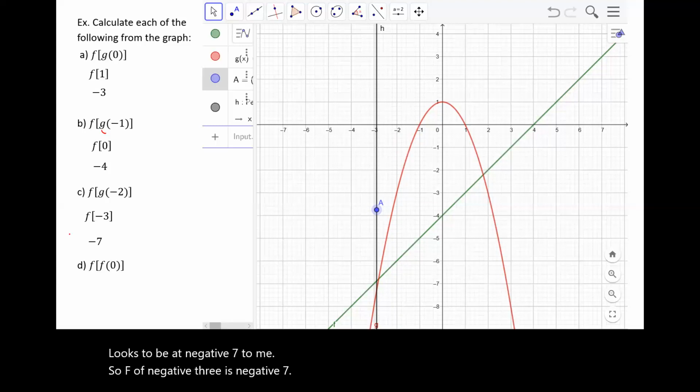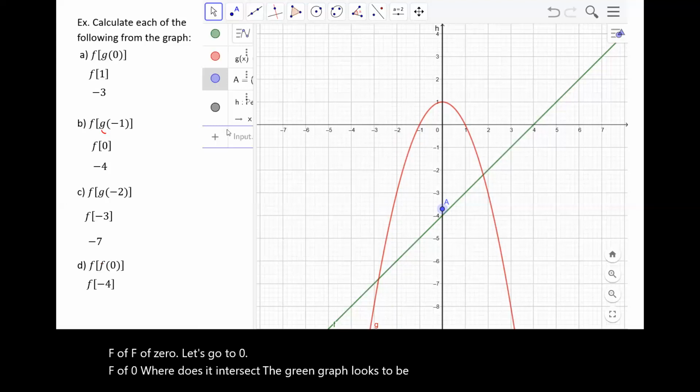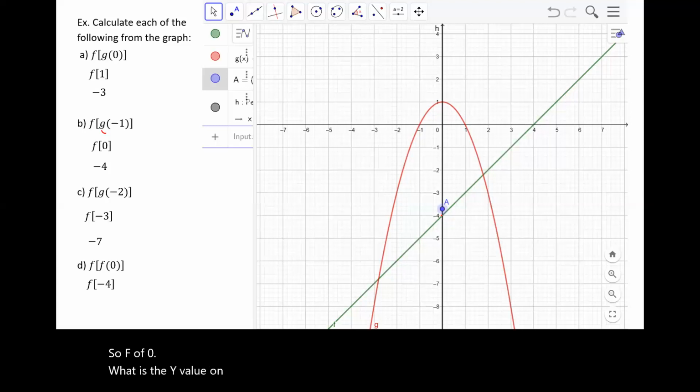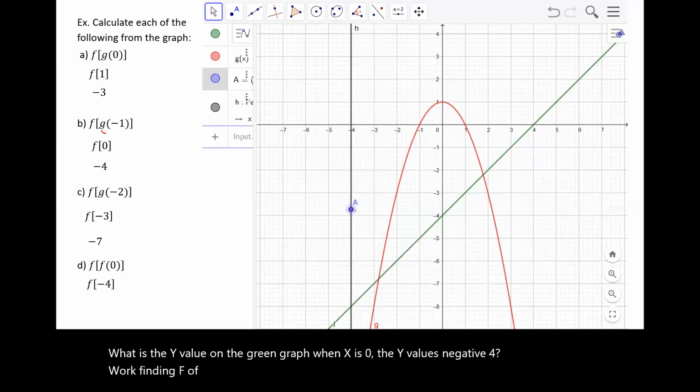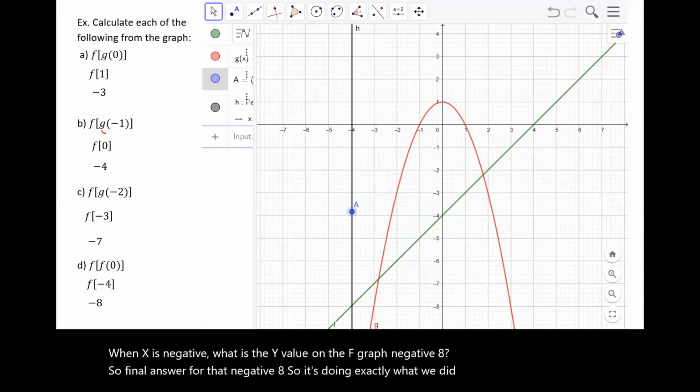One more. See if you can do this on your own. f of 0. Let's go to 0. f of 0, where does it intersect the green graph? Looks to be at -4 to me. So f of 0, what is the y value on the green graph when x is 0? The y value is -4. Now we're finding f of -4. When x is -4, what is the y value on the f graph? -8. So final answer for that, -8. So it's doing exactly what we did on the previous slide. We just don't know the equation anymore.